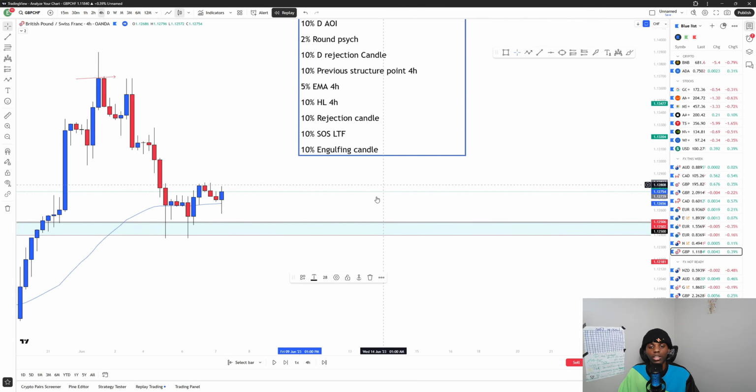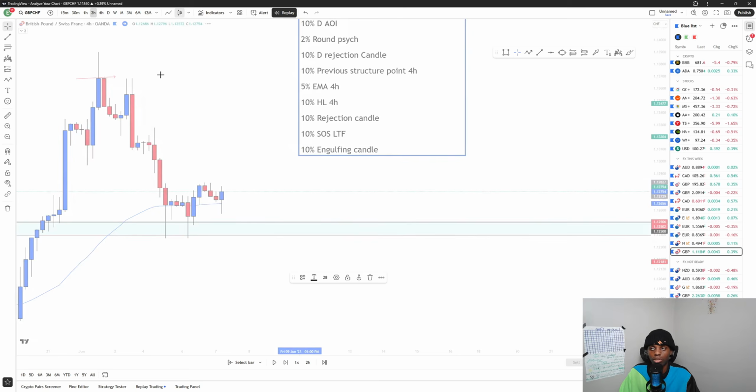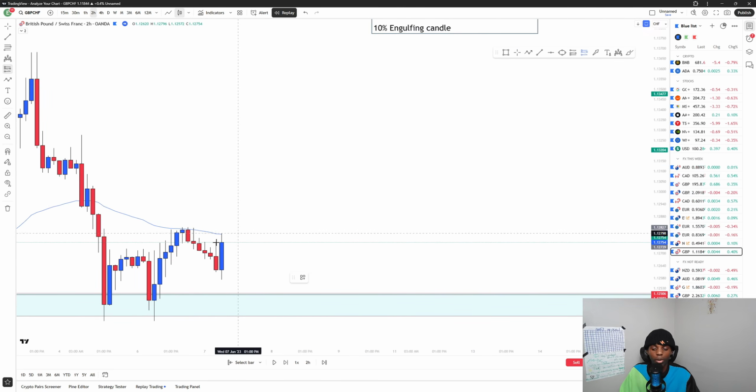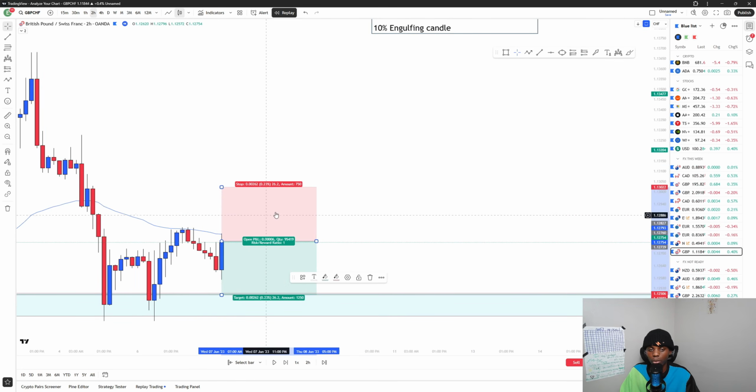So when do we enter? We enter after we get our last step, which is the entry, the engulfing candle. So we go back down to the 2 hour and we got our engulfing candle right here. This is where we enter.